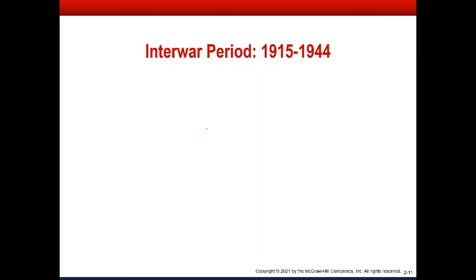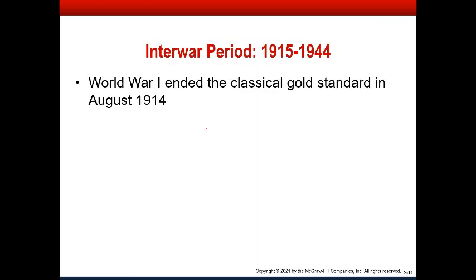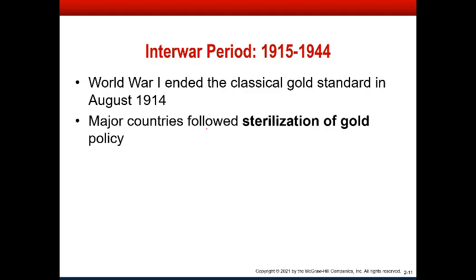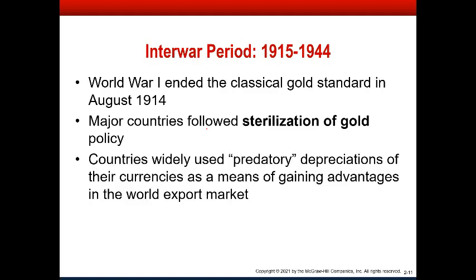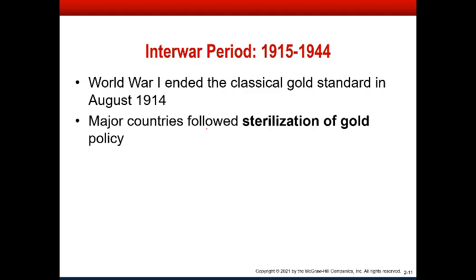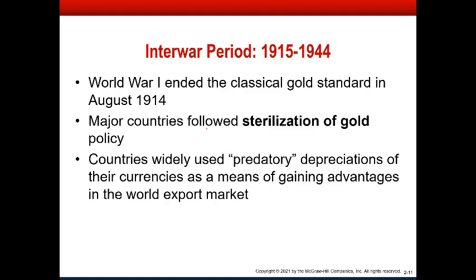Okay, so between World War I and World War II, we went off the gold standard in most of the Western countries. As I said, the countries wanted to print a lot of money to finance the war effort. They couldn't maintain gold convertibility. They did what's called sterilizing gold flows. So they tried to make gold irrelevant for their monetary policy. And countries tried to depreciate their currencies in order to make their own exports more attractive to foreigners. Very bad situation for international trade.